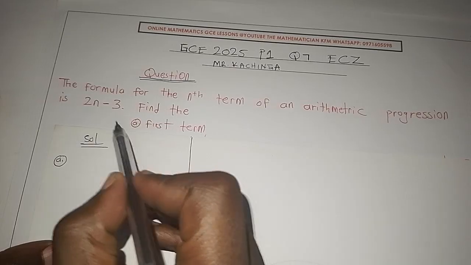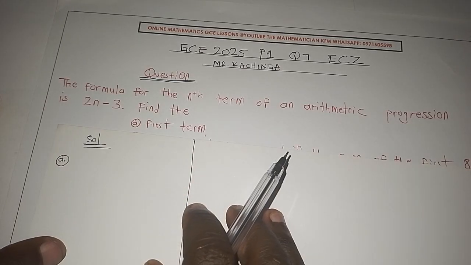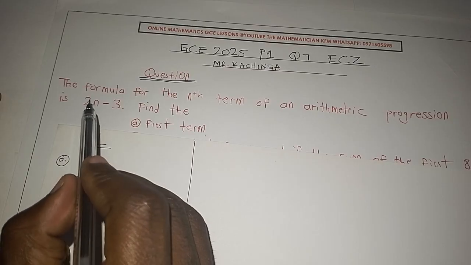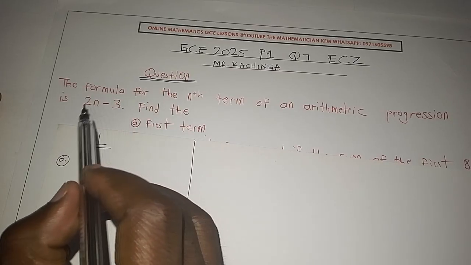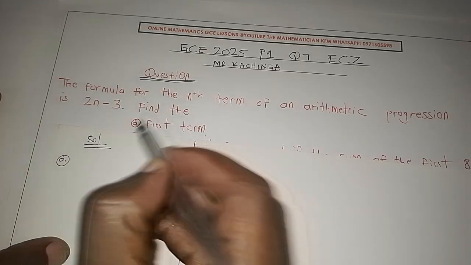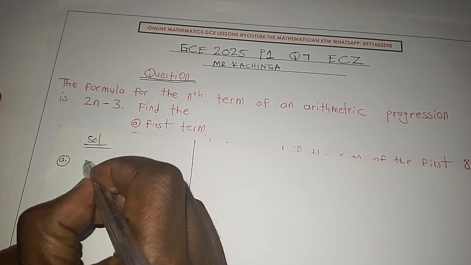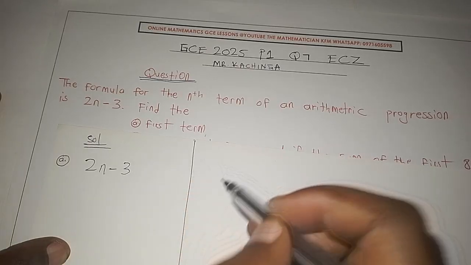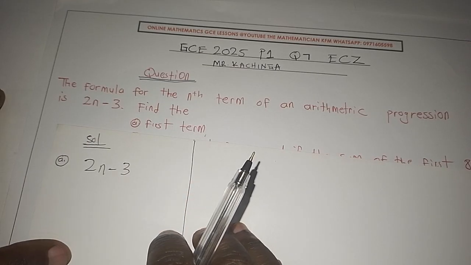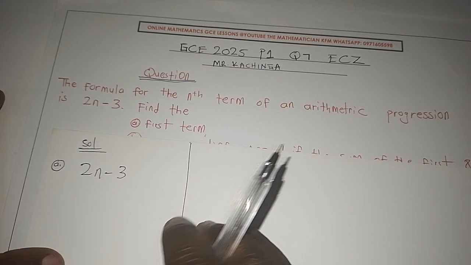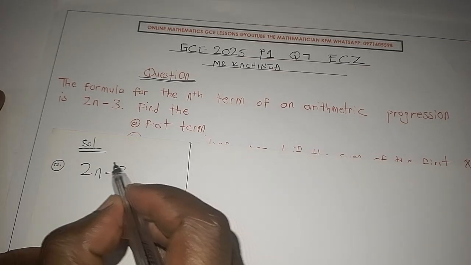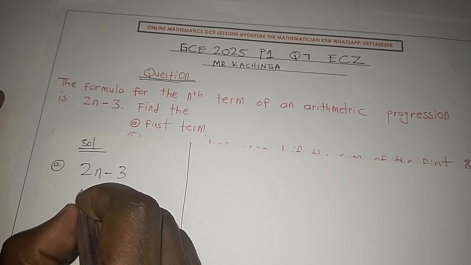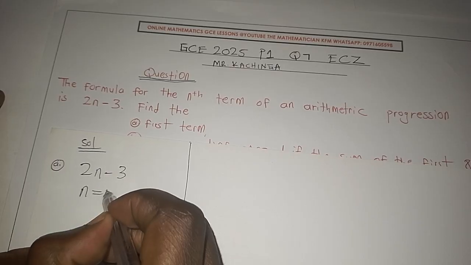Now, for us to solve this question, there is important information we don't have to miss, which is here. The formula for the nth term is 2n minus 3. The formula we have been given is 2n minus 3. What they want us to find is the first term. Now, what you have to know is that where there is n, we are going to represent with 1. We'll say that let n be equal to 1.